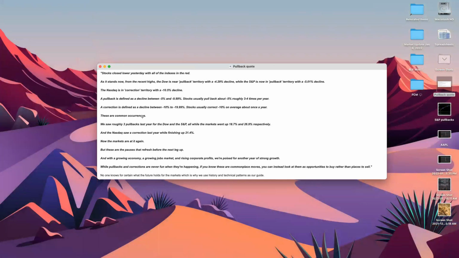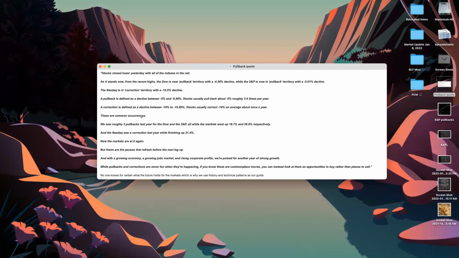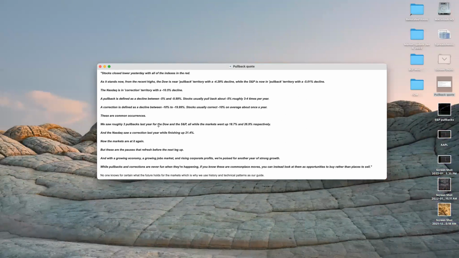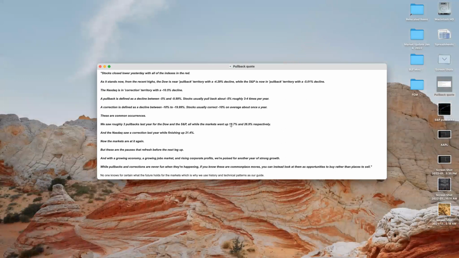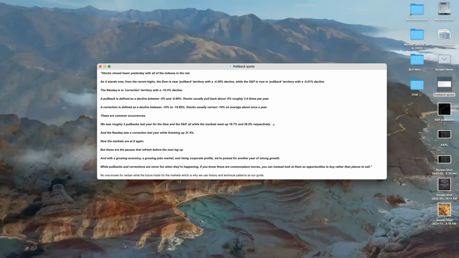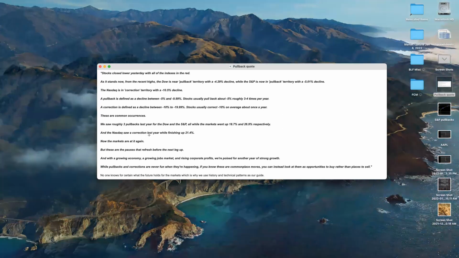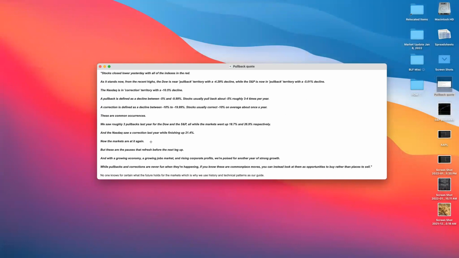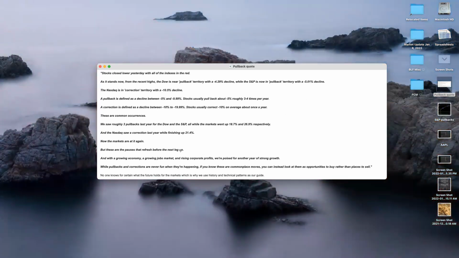These are common occurrences. Now, here's the real kicker, because last year was a very good year for the markets return-wise. Last year, we saw roughly 3 pullbacks for the Dow and the S&P 500, all while the markets went up 18.7 and 26.9% respectively. Very key sentence. The NASDAQ saw a correction, 10% or more last year, and it finished up 21.4%. And now the markets are at it again. But these are the pauses that refresh before the next leg up.